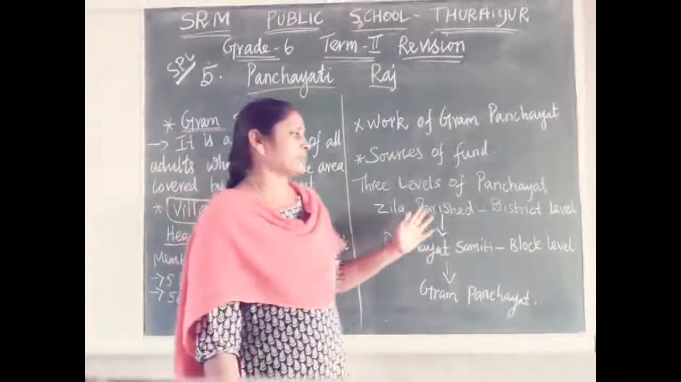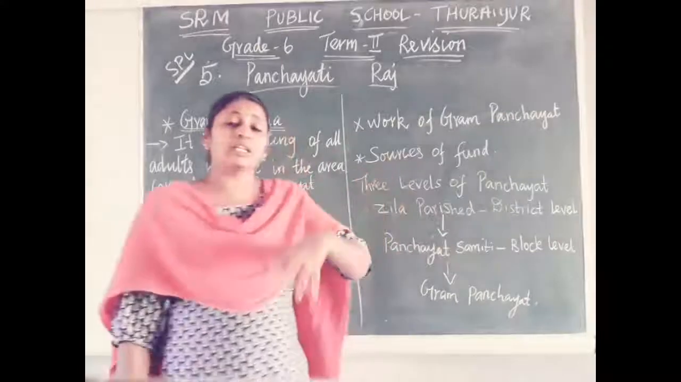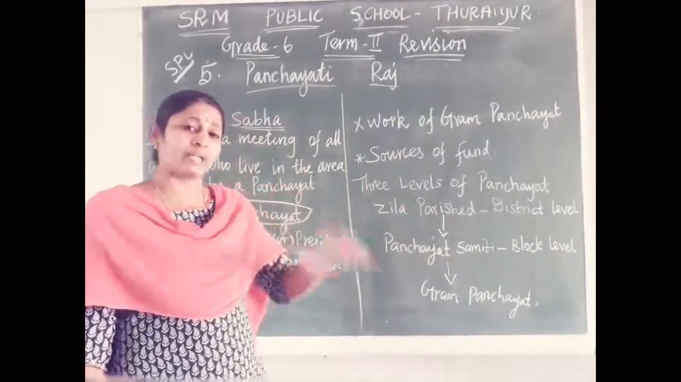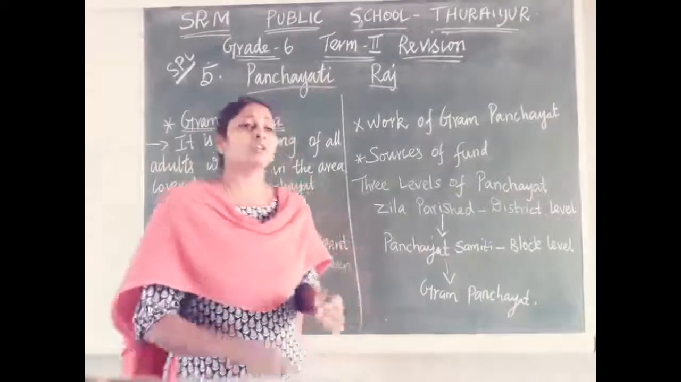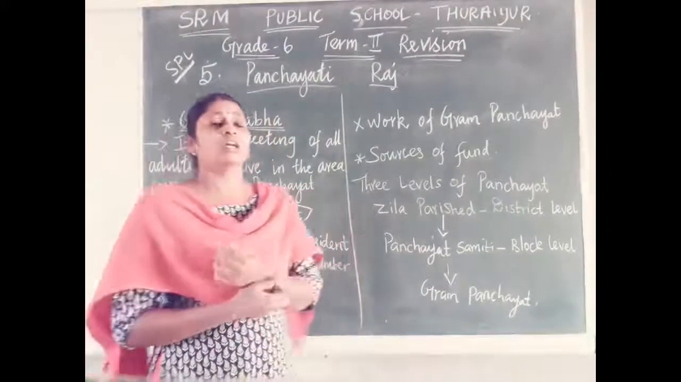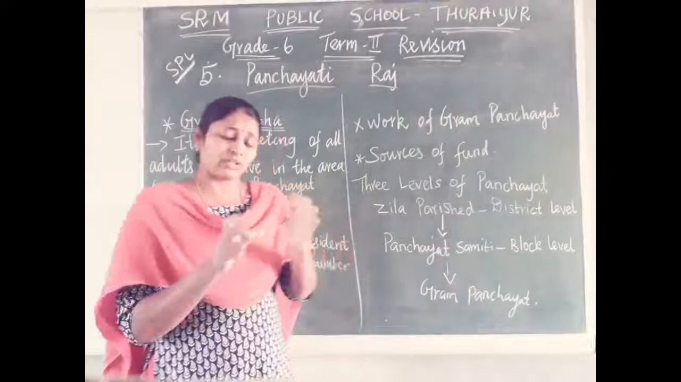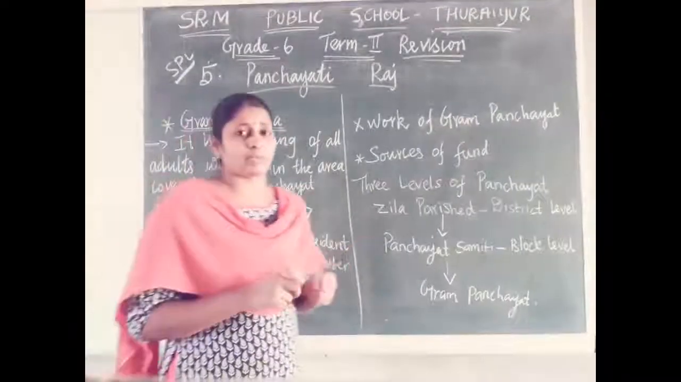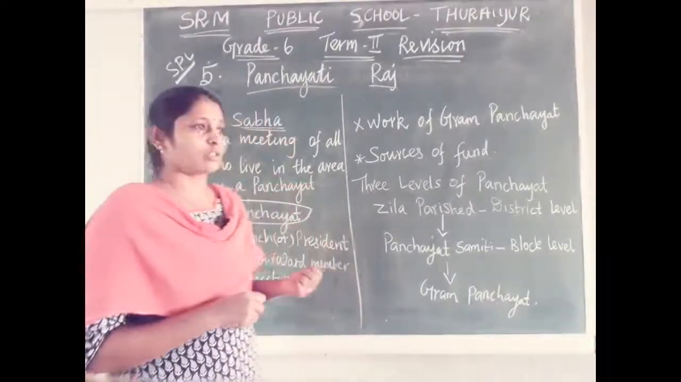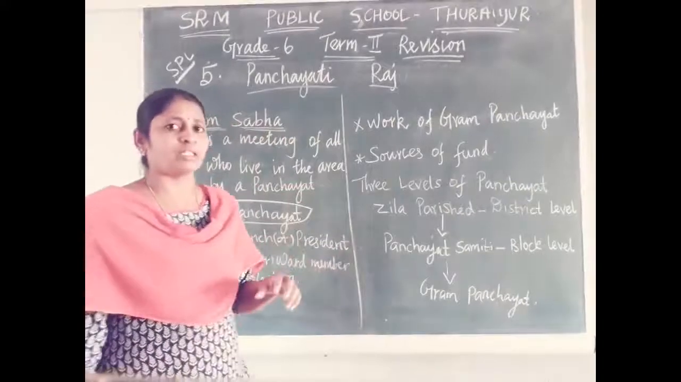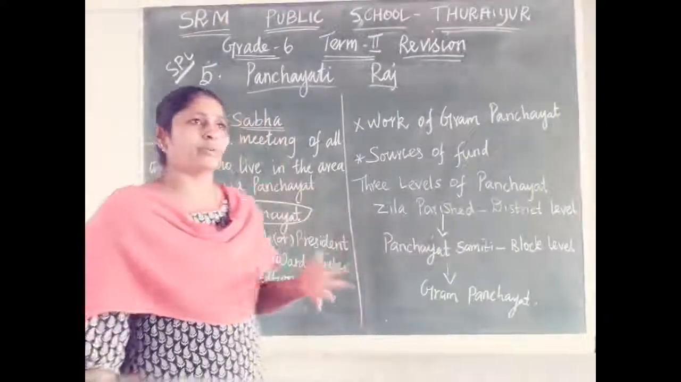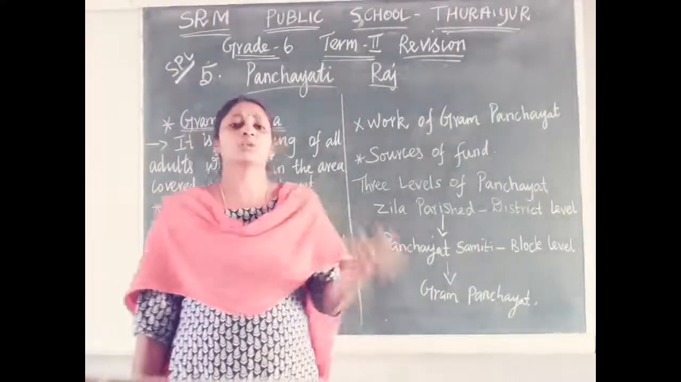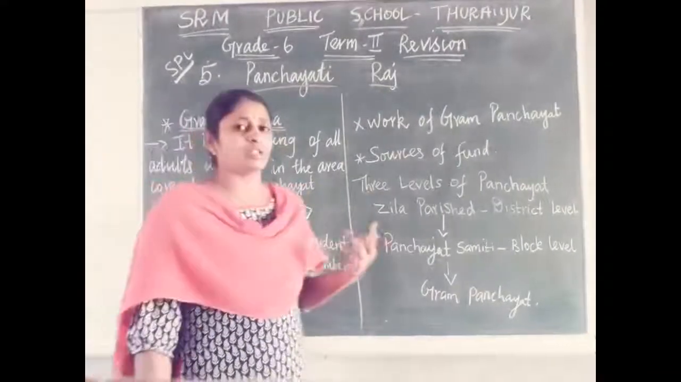Zilla Parishad is the district level government. In each and every district we have a separate collector in the Collectorate. Like that in each and every district, at the time of election, we divide constituencies. Suppose in a particular district we have 3 or 4 MLA constituencies for the MLA election, and 2 MP constituencies.